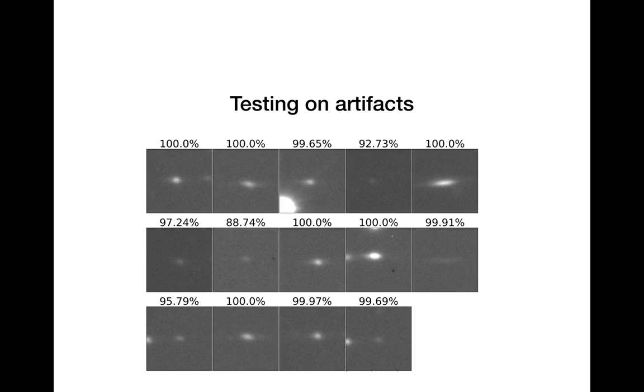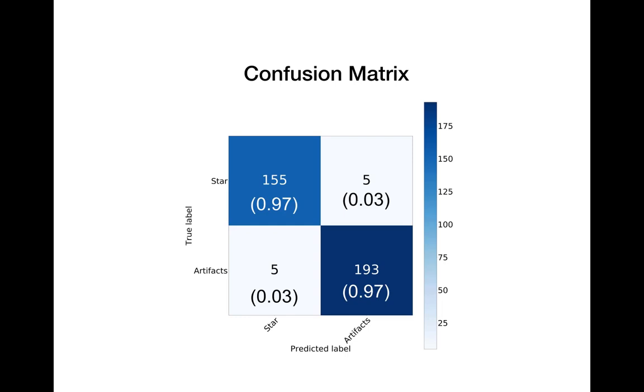So what we did was to plot a confusion matrix in which we see how many of these stars were really classified as stars, which I would call true negatives, and how many of them were falsely classified as artifacts, which we would call false positives. Similarly, we do that for artifacts as well. We see that only 5 of the stars were falsely classified as artifacts, whereas only 5 of the artifacts were falsely classified as stars.